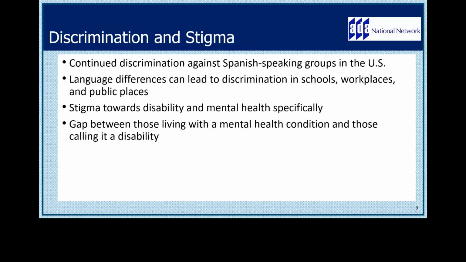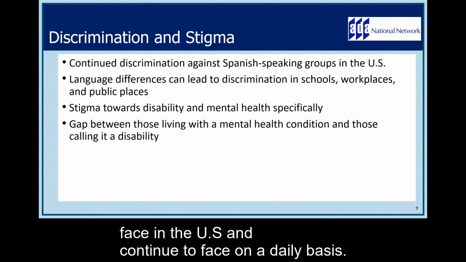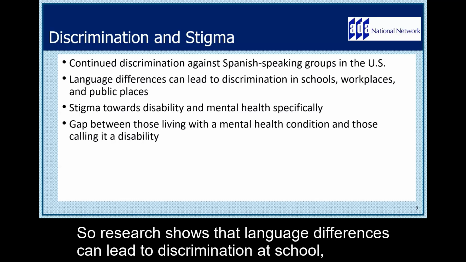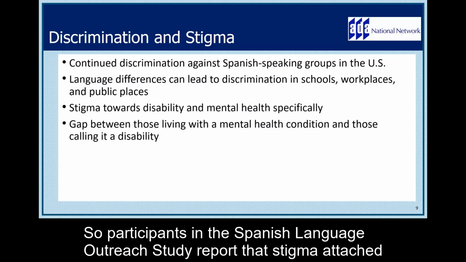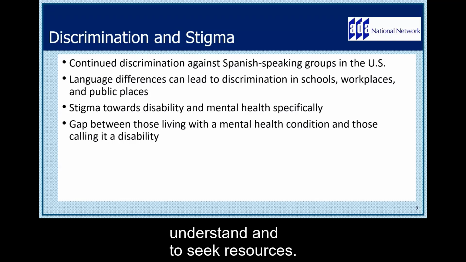Slide number 9. So another main barrier is the discrimination that Spanish-speaking people face in the U.S. and continue to face on a daily basis. Discrimination can lead to many challenges. So research shows that language differences can lead to discrimination at school, workplaces, and public places. So participants in the Spanish language outreach study report that stigma attached to disability and especially mental health can become a significant barrier to understand and to seek resources.